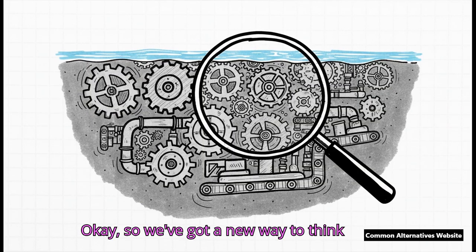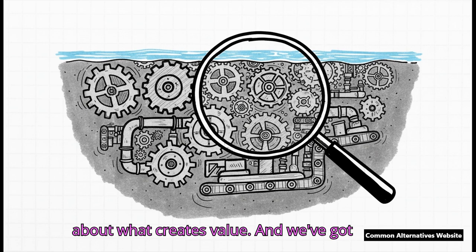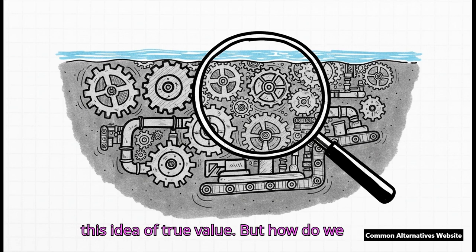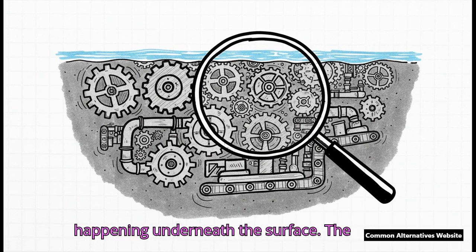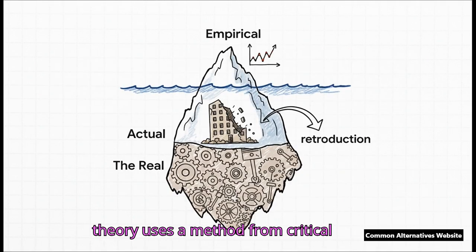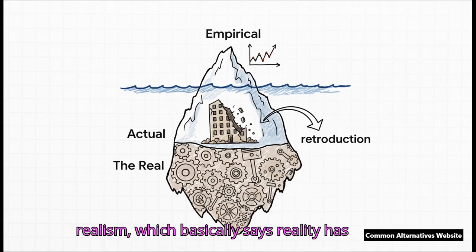Okay, so we've got a new way to think about what creates value. And we've got this idea of true value. But how do we actually spot these things in the real world? This is where measure 3 comes in. It gives us the tools to see what's happening underneath the surface. The theory uses a method from critical realism, which basically says reality has layers.